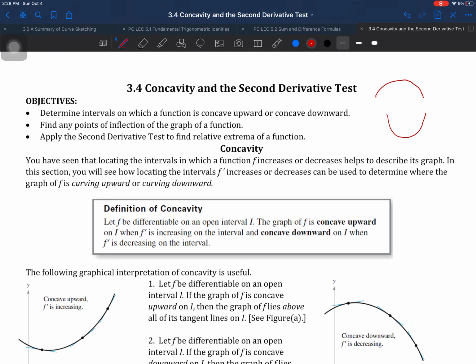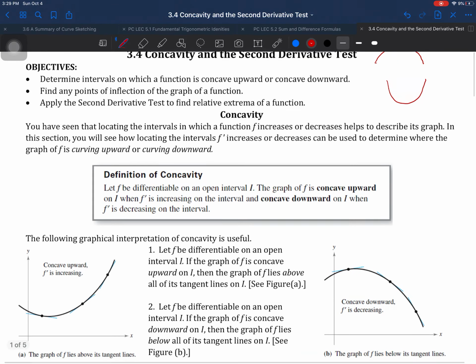So the objectives for this section will be to determine intervals on which the function is concave up or concave down, find any points of inflection of the graph of a function, which will define what it means to be an inflection, and then apply the second derivative test to find relative extrema of a function, right? And that's why we use the first derivative test anyway, to find the relative extrema.